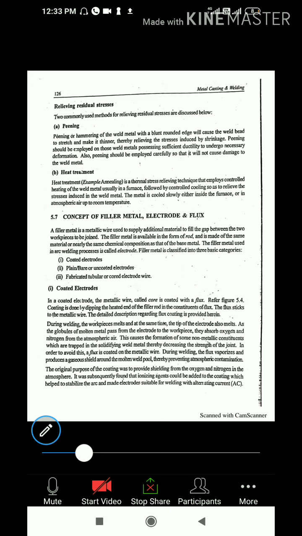Next, we discussed in the last class how to relieve the residual stresses from the workpiece after the welding is done. There are two methods, the peening and the heat treatments. So this also I have discussed in the previous class.